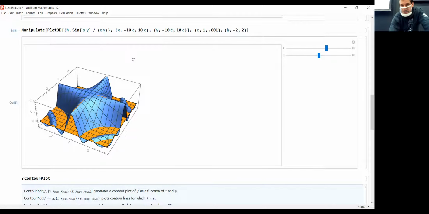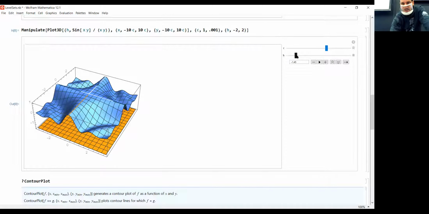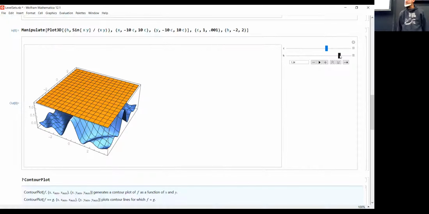And now the second one, h, if I press the plus sign here, I'm showing you the value of h is 0.03. Here the value of h is negative 1.45. And not surprisingly, it doesn't intersect the surface at all. It's too far below. If I go too far high, it's going to be above. What do you think the first point is where it's going to intersect sine of xy over xy?